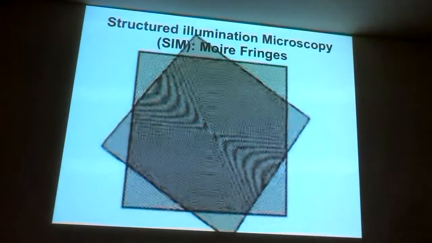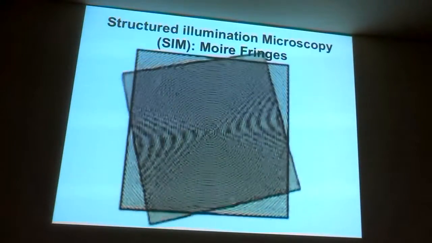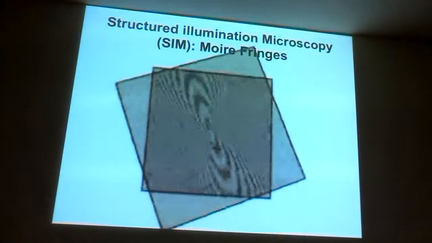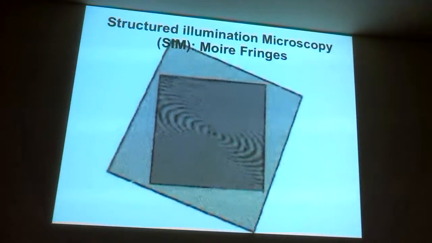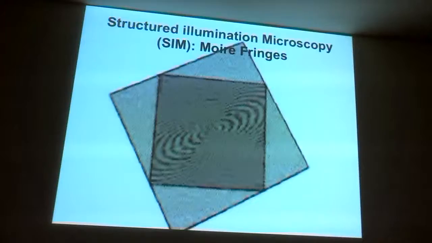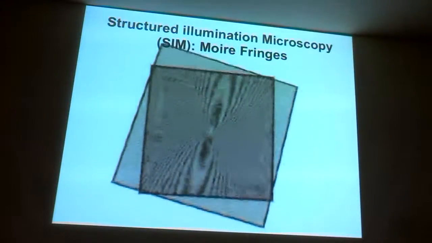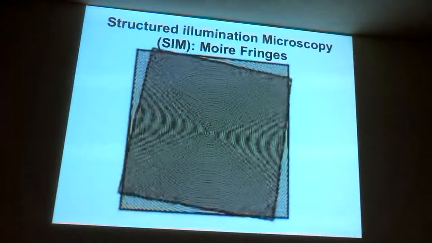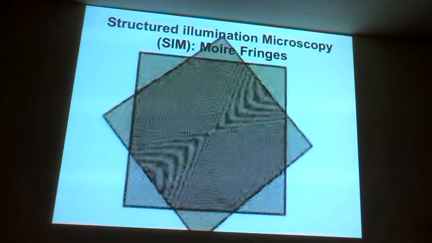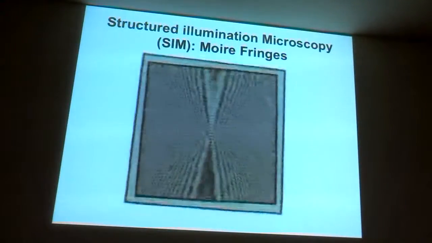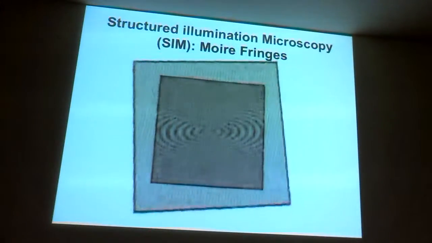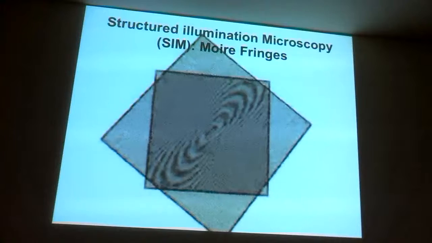All right, let's say the image underneath is a frequency in my sample. Okay, it doesn't matter what it is. On top, I put another frequency. And I measure with my camera the moiré fringe pattern. That's easy, right? So now what do I have? I have a known pattern I put on, I have a big pattern I can see, and I have an unknown frequency in my sample.